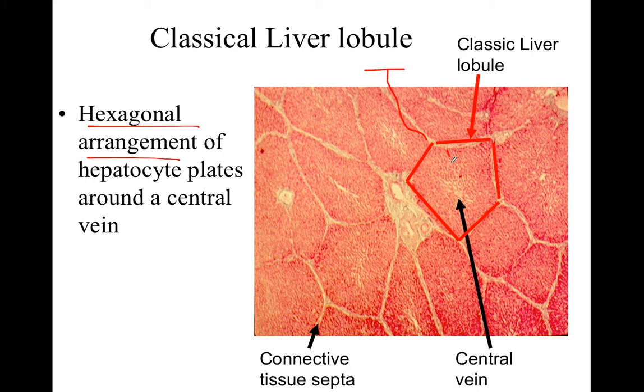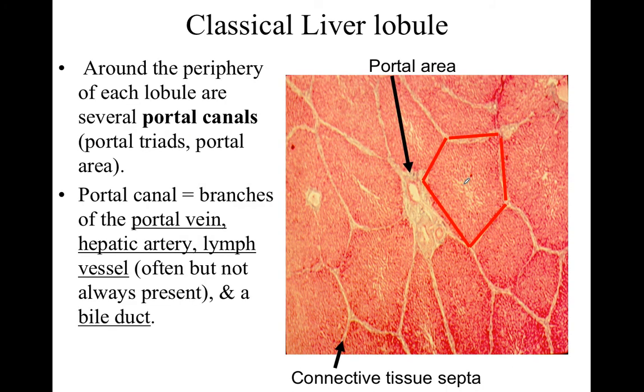As we can see here, we have a plate of the hepatocytes. Between the hepatocytes, we have the sinusoids. They collect at the center through the central vein. Around the periphery of each classical liver lobule, at 2 or 3 angles only, we have this structure here. This structure is called the portal area. Sometimes it's called the portal triad or portal canal.